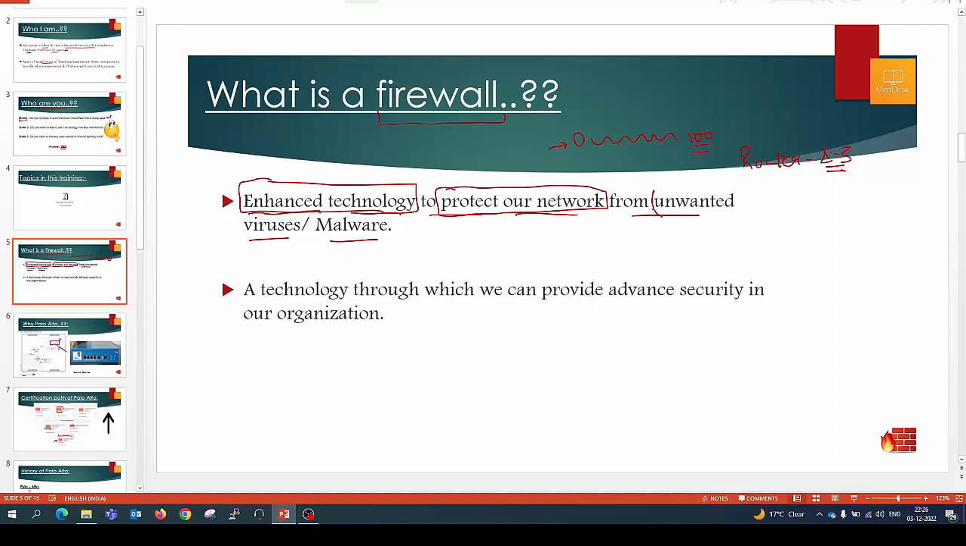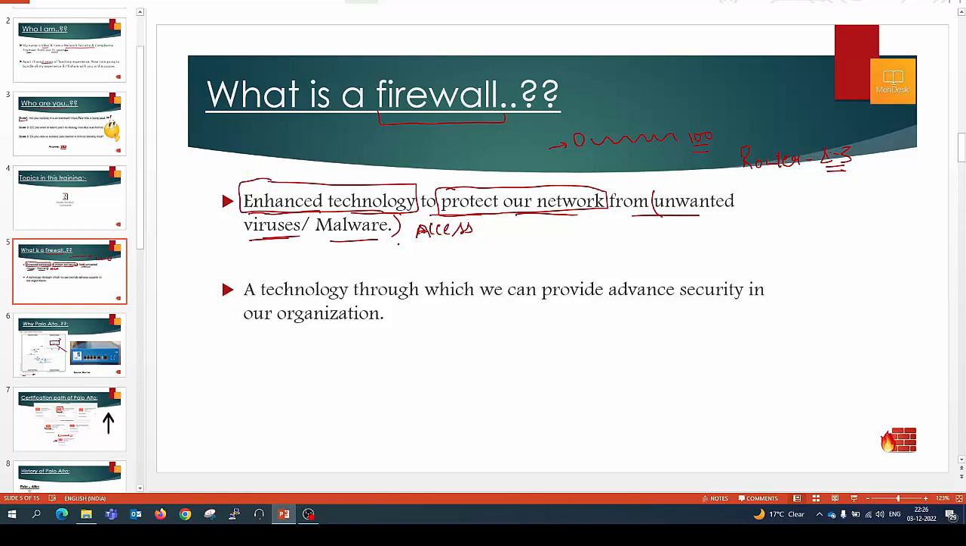Protection from unwanted viruses, malware, and accesses, right? From the viruses, malware, and the accesses. So if I have a firewall, what can I do? I can restrict traffic. I can mention that from this source to this destination, this particular port will not be allowed.